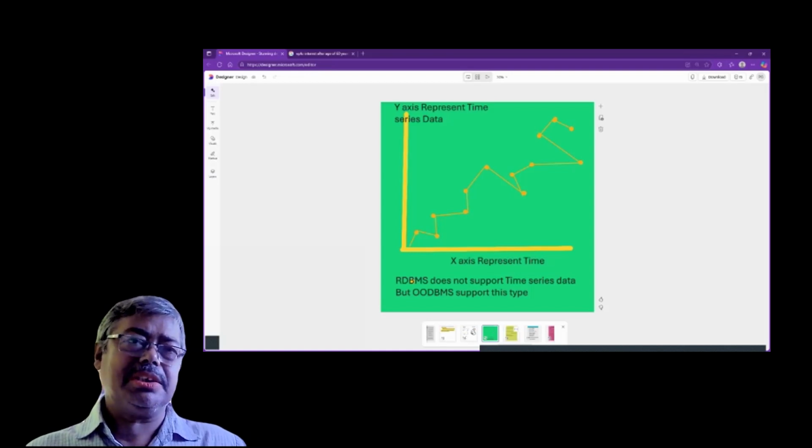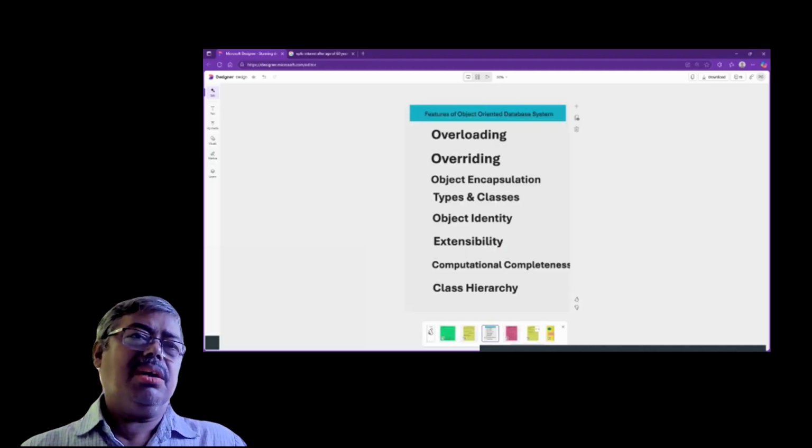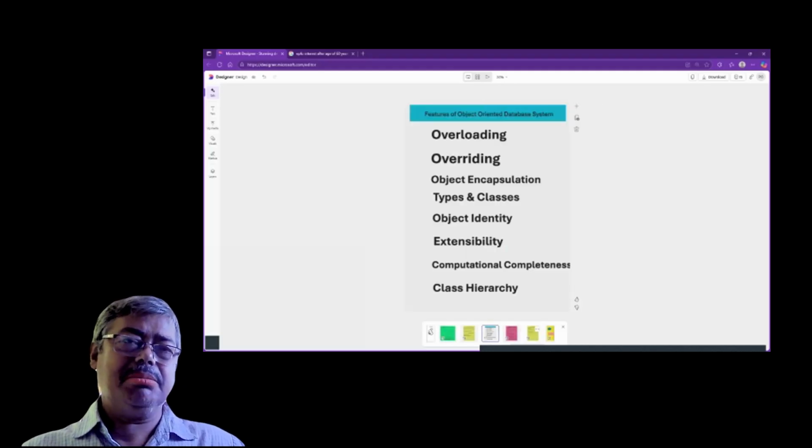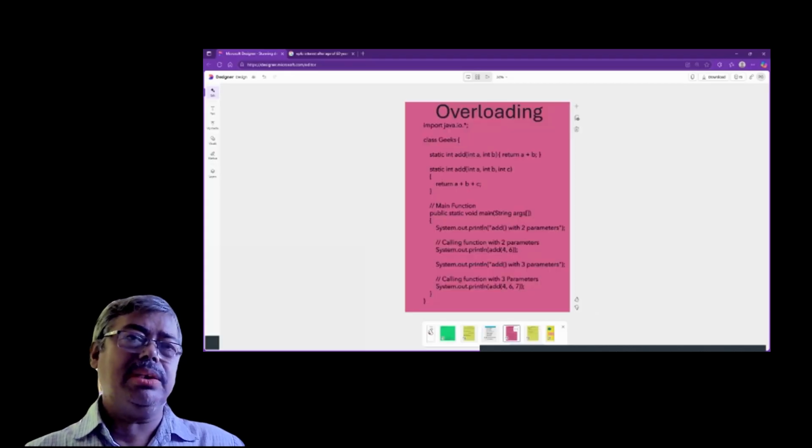The object-oriented database management system has another positive, that is, it supports time series data. But time series data is not supported by the relational database management system. The object-oriented database management system also supports overloading, overriding, object encapsulation, types and classes, object identity, extensibility, computational completeness, and class hierarchy. So we can discuss them one by one.